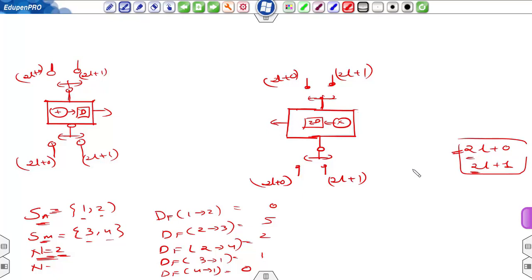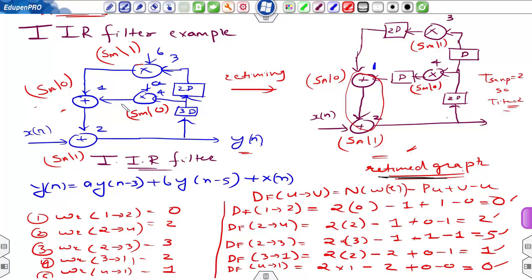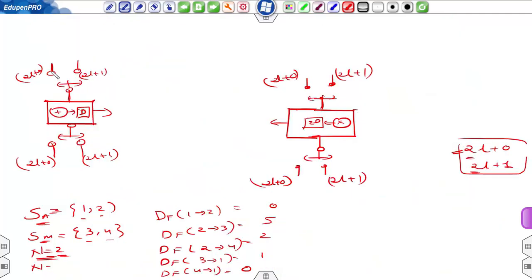So during the 0th cycle, the adder will complete the task of adder number 1. Okay, so it will complete the task of adder number 1. It is receiving input from node 3 and node 4. So one input from the multiplier will be connected to 2l plus 0 of this input, and the second input of the multiplier will be connected to 2l plus 0 of the second input.